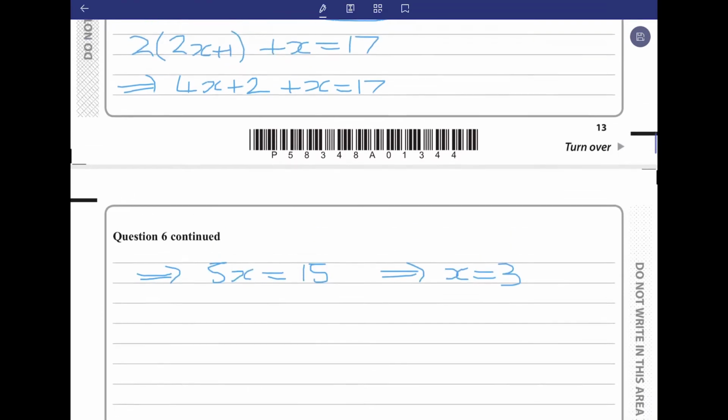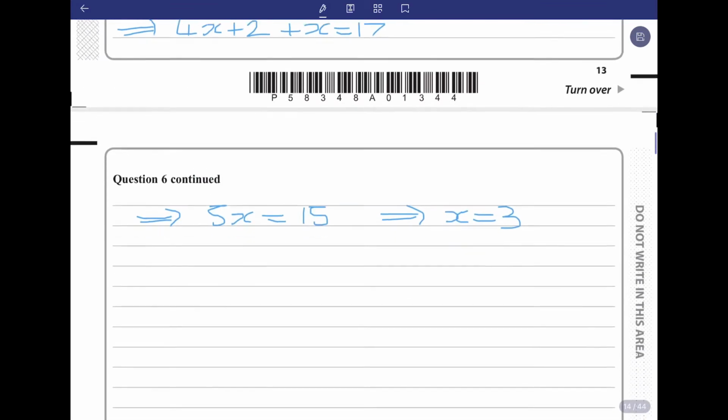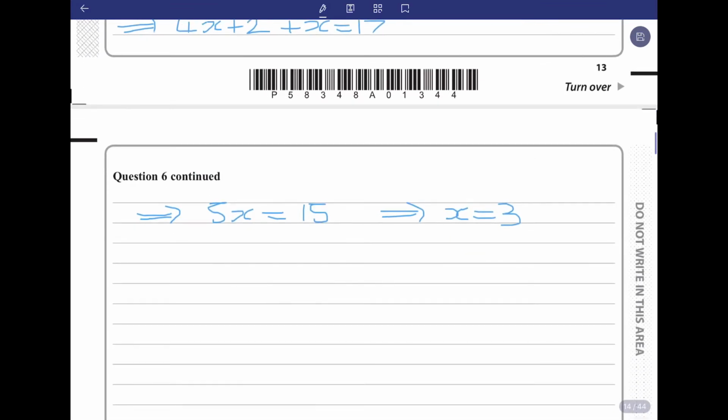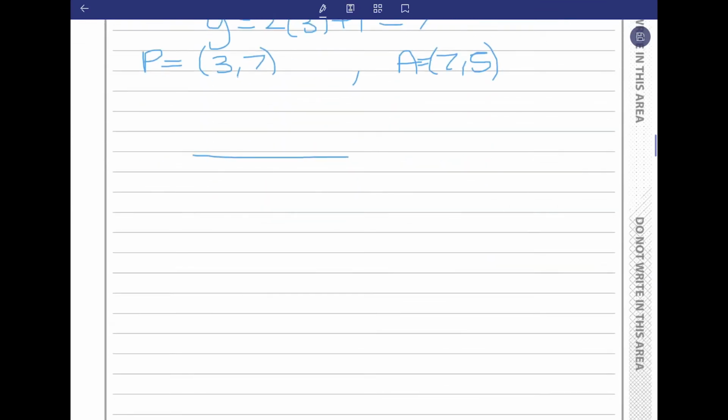Now to find the y coordinate is simple, just plug x into the first equation, or either equation actually. So y equals 2 lots of 3 plus 1, which equals 7. So now we have our point P, which is 3, 7. And we had A, which equals 7, 5. Now to find the distance, recall we had our point P here and A, where PA is the radius.